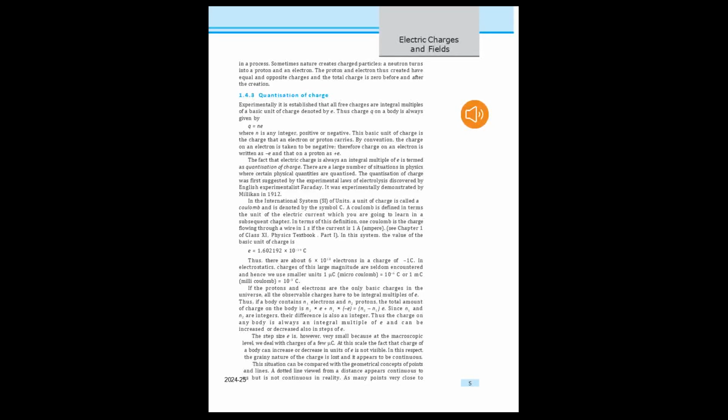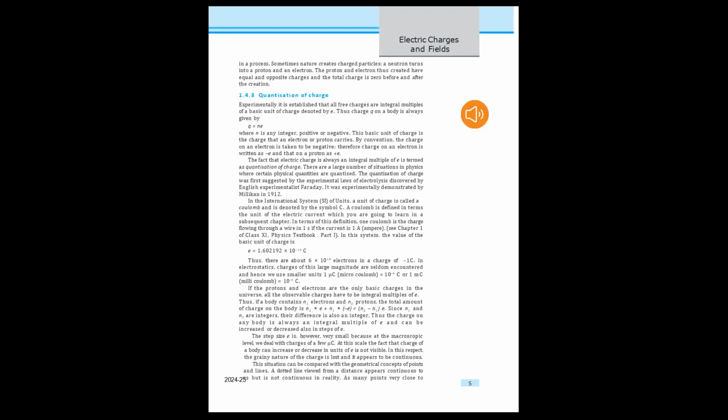In the International System of Units, a unit of charge is called a coulomb and is denoted by the symbol C. A coulomb is defined in terms of the unit of electric current, which you are going to learn in a subsequent chapter. In terms of this definition, 1 coulomb is the charge flowing through a wire in 1 second if the current is 1 ampere. In this system, the value of the basic unit of charge e is equal to 1.602192 × 10^−19 coulomb. Thus, there are about 6 × 10^18 electrons in a charge of −1 coulomb.